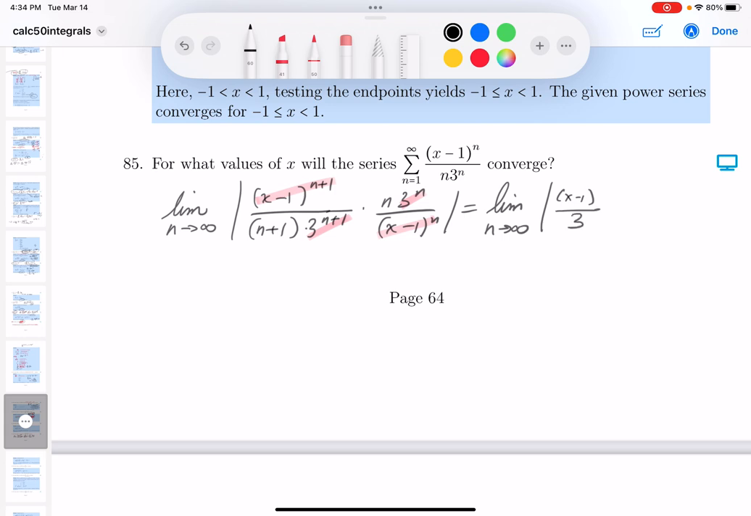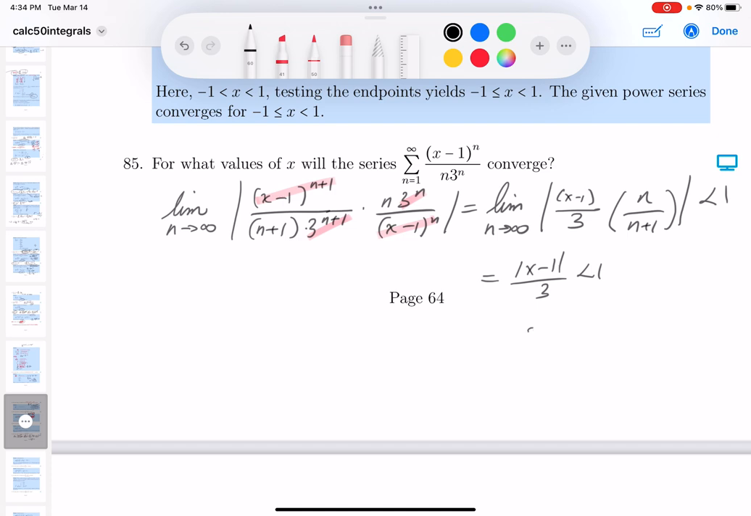All right, and then I go look at this n business over here. What do I get? I get n over n plus 1. Now, as the limit goes towards infinity, it has nothing to do with x. So what do I get over here? I get the absolute value of x minus 1 over 3. By the way, we want this to be less than 1. And the limit as n goes to infinity of n over n plus 1 is just 1. So this is going to be less than 1.